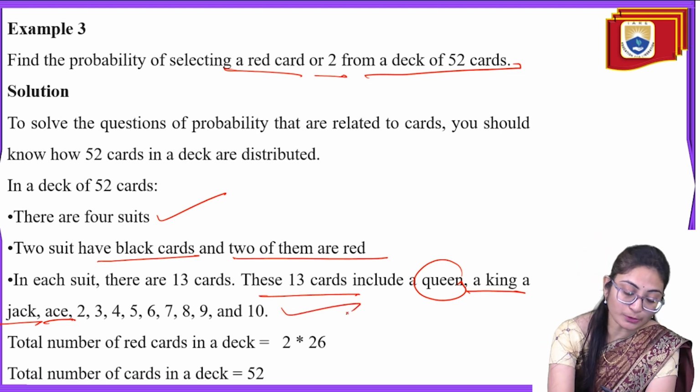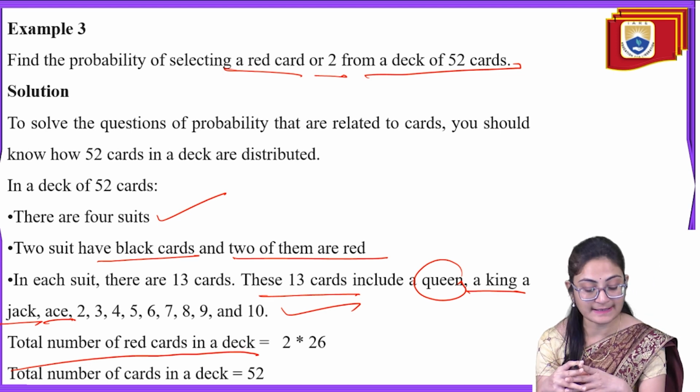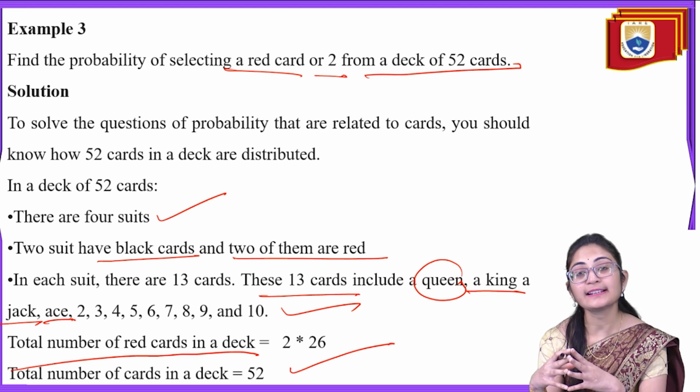After that, the total number of red cards in a deck is 2 into 13, which is 26, and the total number of cards in the deck is 52.